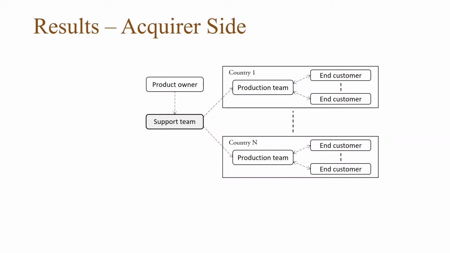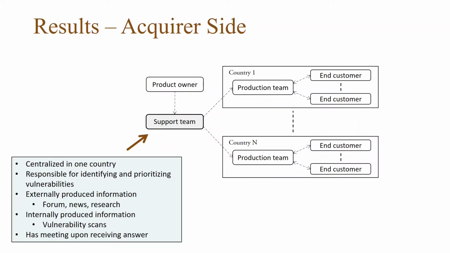On the acquirer side, we have a product owner. Then we have a support team which is working in one country and is serving all the production teams. Every country has its own production team and are serving the end customers in the respective countries. The support team, as centralized in one country, is responsible for identifying and prioritizing vulnerabilities.